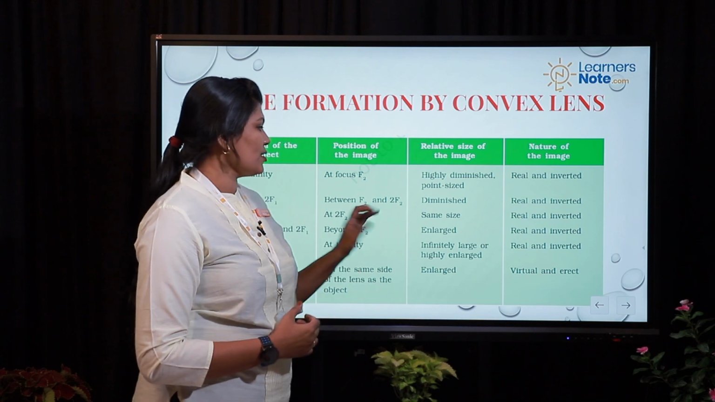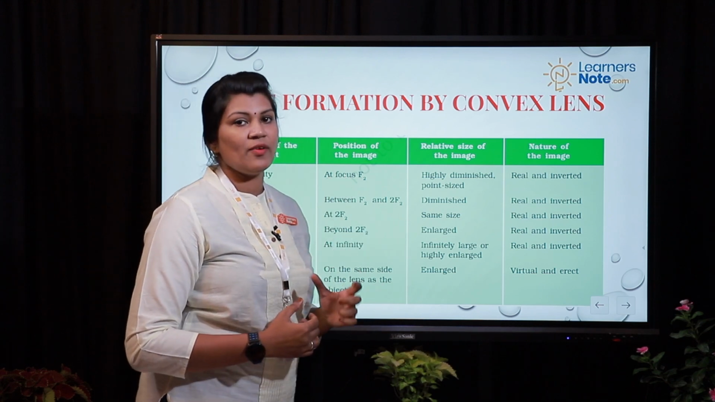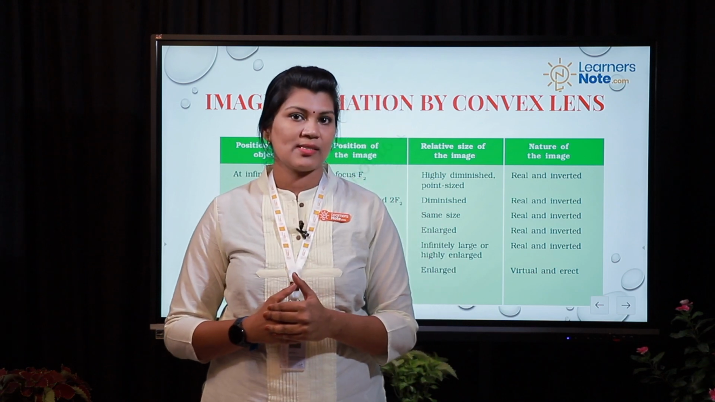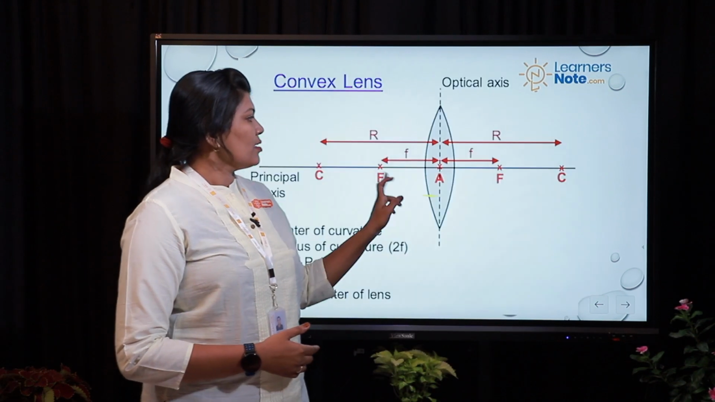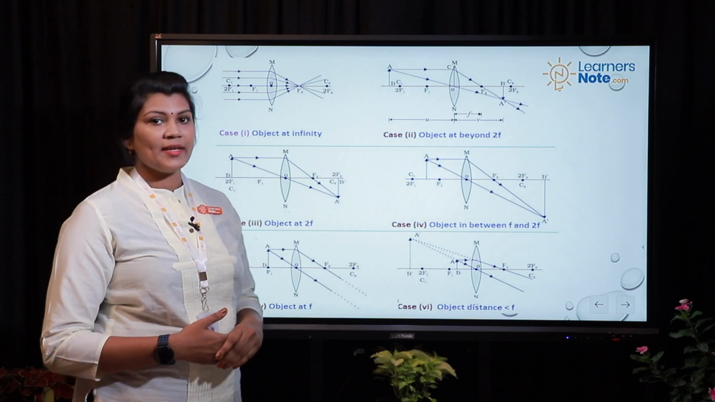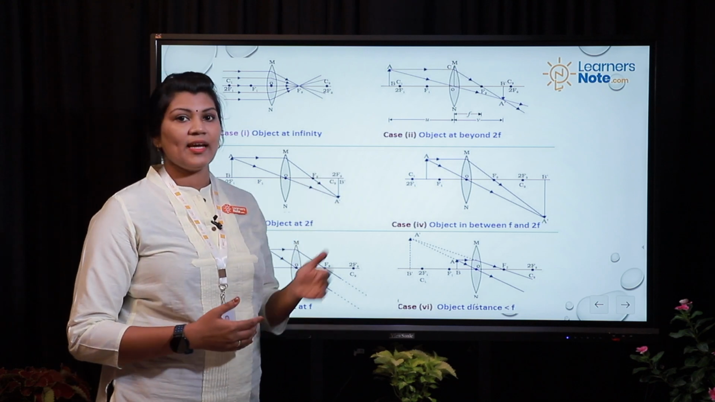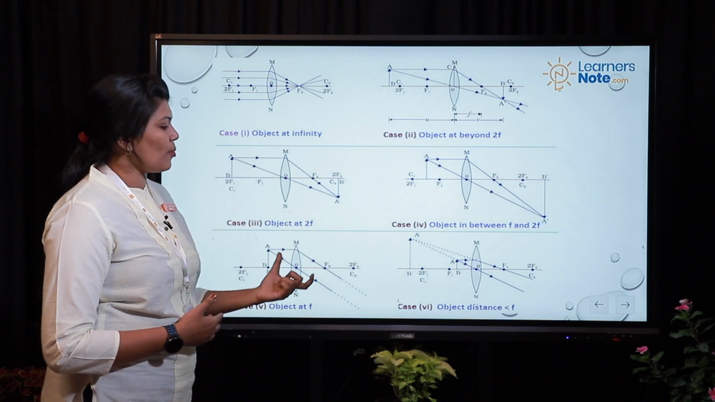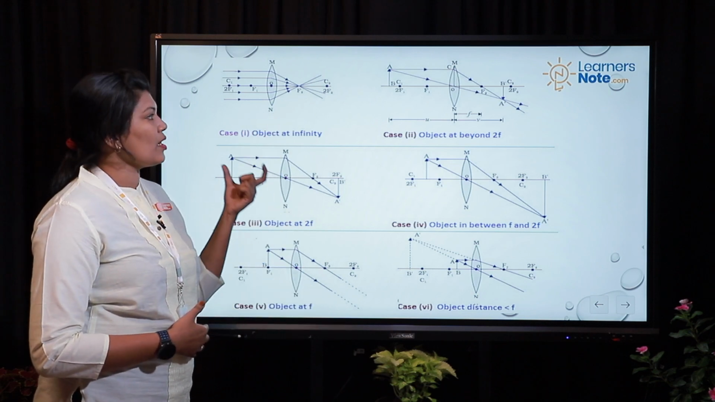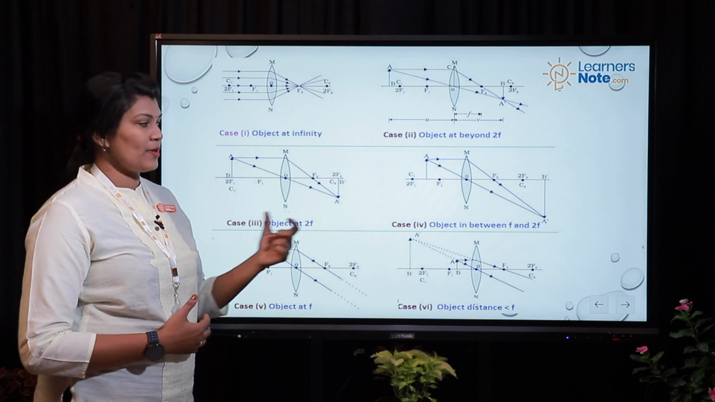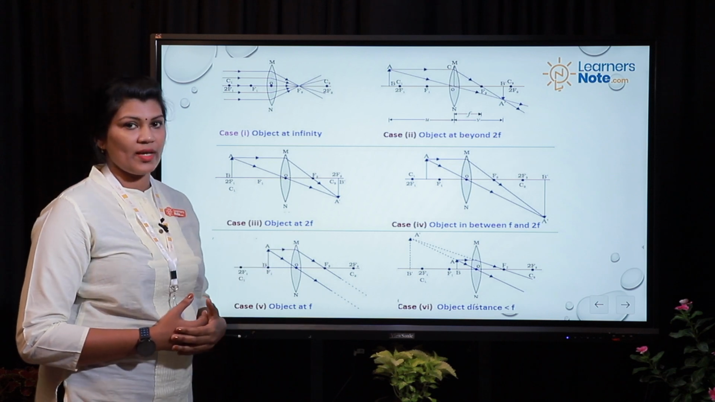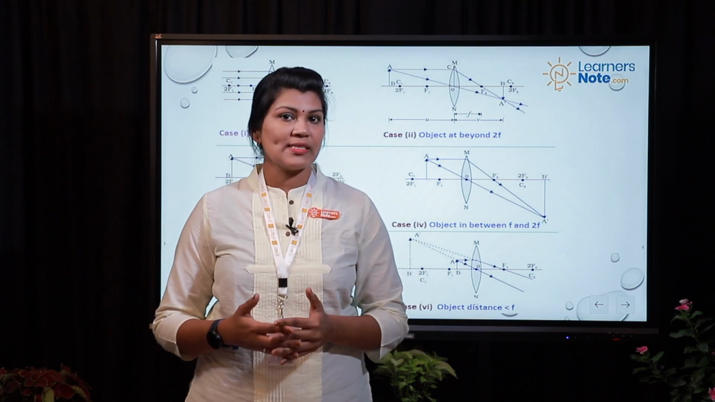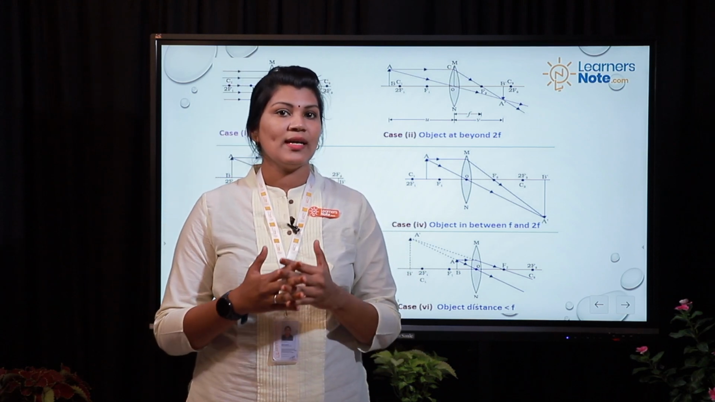So in this discussion, we have discussed the image formation by a convex lens. This is the ray diagrams of the 6 cases that I have discussed now. Here you can see that the image is formed at different points depending upon the position of the object from this lens.